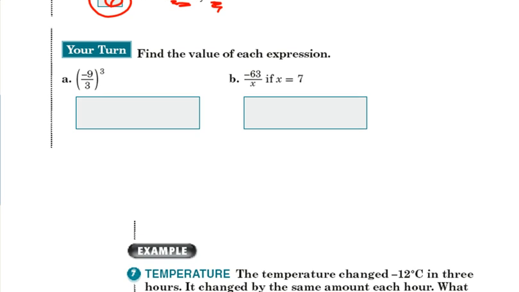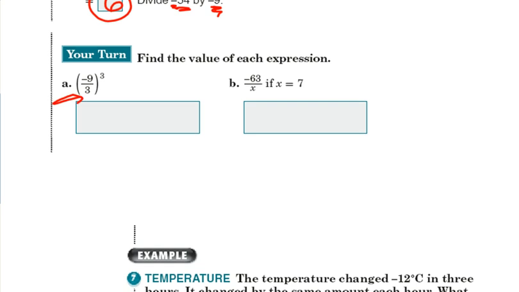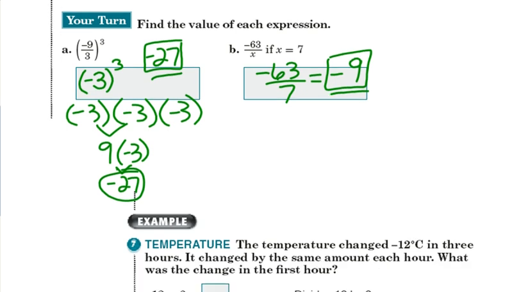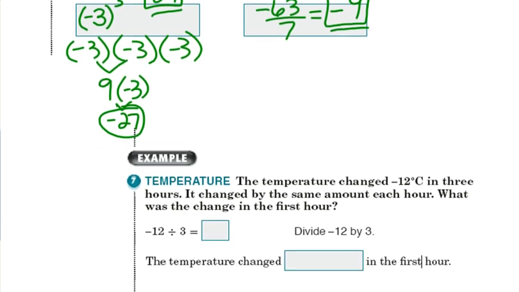So now your turn. Find the value of each expression. Remember to do the inside of these parentheses first, then take it to the third power. And over here, you're substituting this 7 in for this x. Okay, so that's the answers you should have gotten, negative 27 and negative 9. If you didn't, go back and watch the video and retry that.